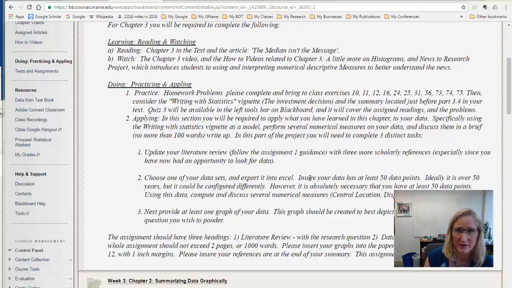And then I want you to find your data, get your data, and export it to Excel and start to mess with it a little bit. And then with your data that you have found for your project, I want you to apply the stuff you have learned in chapters 1 and 2. So you're going to need to do some graphing, and you're going to need to do some measures of central tendency, data dispersion, and other things like that that are within chapter 3.